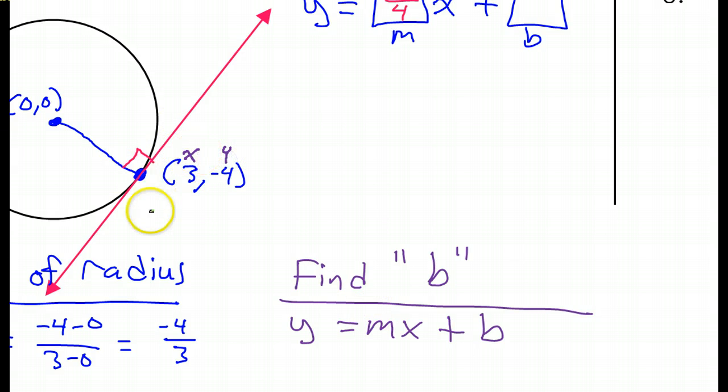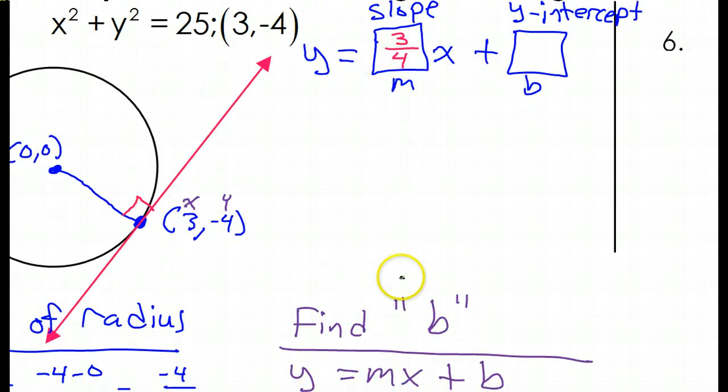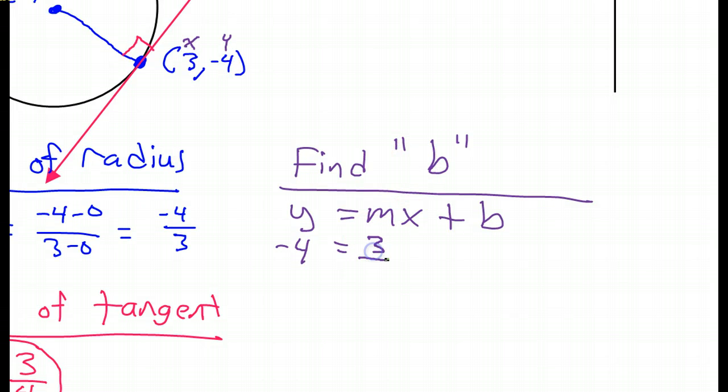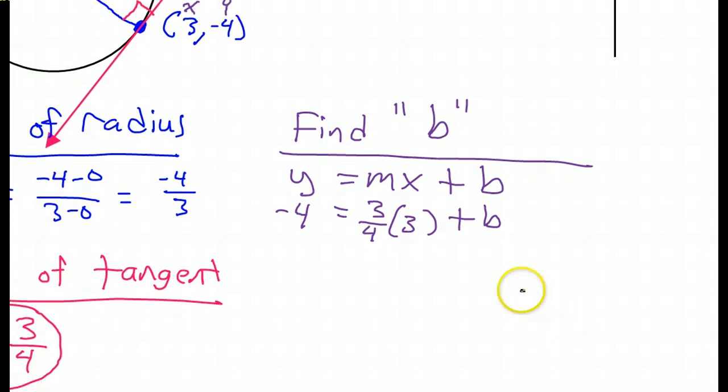Now, on the last test, a lot of people try to use the center. The center is not on this line, all right? So it will not be a part of this equation. We have to use a point on the line, and this is the only one we have. So the y value goes here, so that's -4 equals m, that's the slope we just found, so 3/4. x is at 3, and then we've got the b that we don't know, so we'll just call it b.